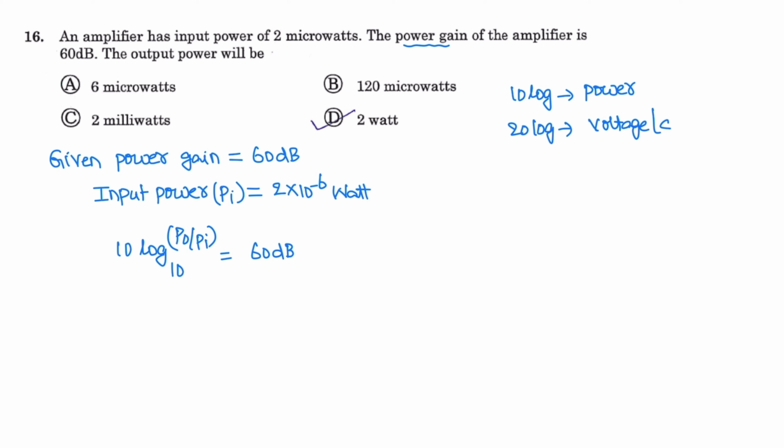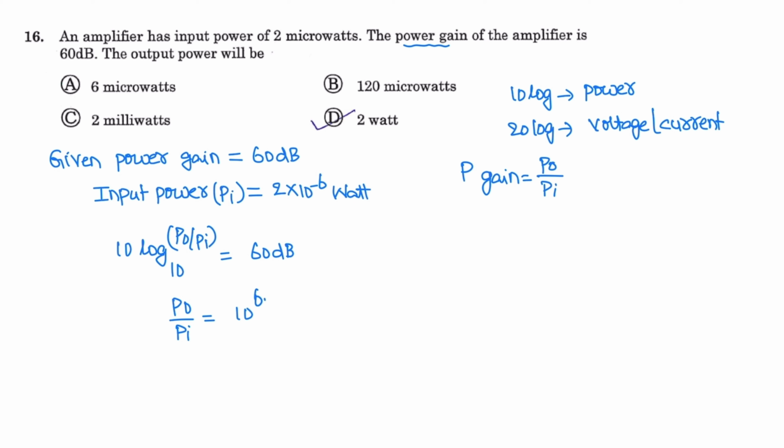So power gain has been mentioned and the input power Pi is 2 microwatts. Power gain is 60 dB. So that is 10 log of power gain. Power gain is output power by input power, P output by P input. So that is 10 log of P output by P input is equal to 60 dB. That is Po by Pi. Output power by input power is equal to 10 power 6.